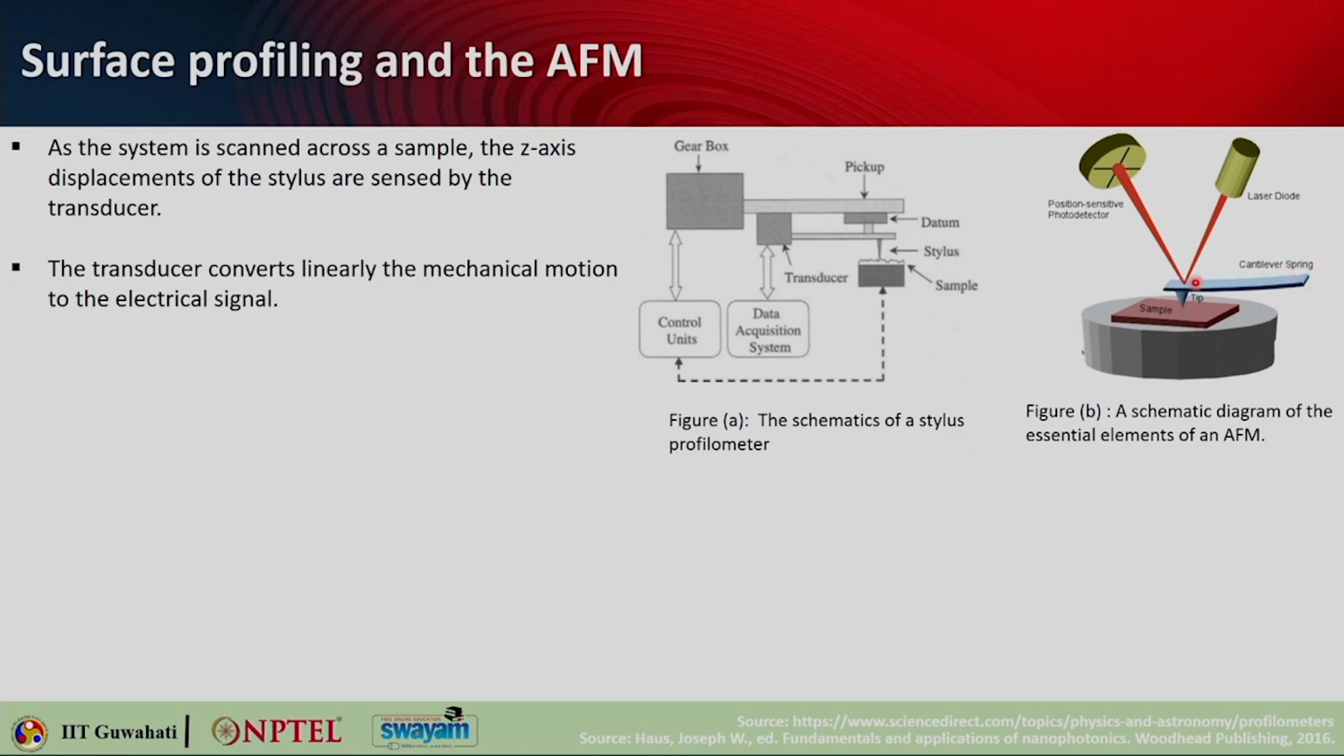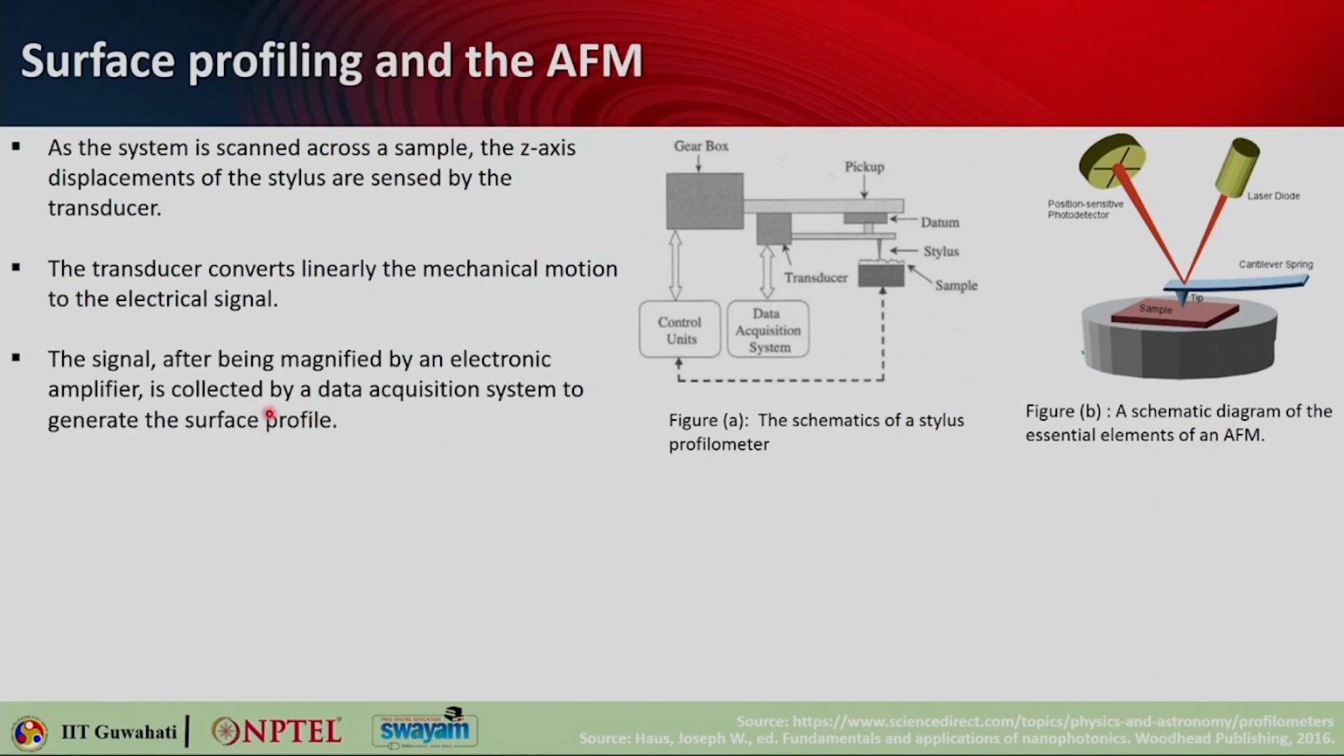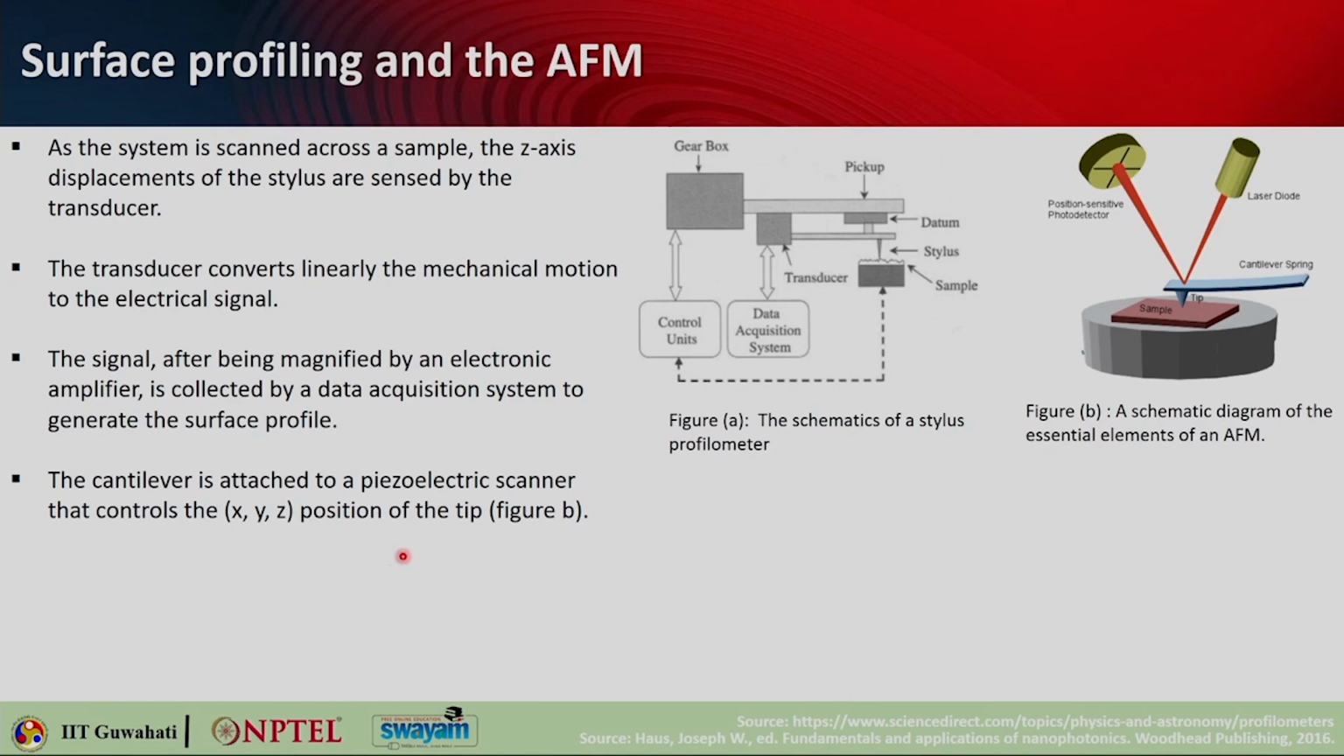So, it is a bit of a cantilever kind of arrangement, and the transducer will help you convert this mechanical motion to electrical signals, and the signals will then be magnified by an electrical amplifier, and you will use a data acquisition system to generate the profile of this particular surface. And the cantilever is attached to the microelectronic scanner that controls the XYZ position of the tip, as you can see here. Okay. So, this is the tip of the cantilever, this is the sample.